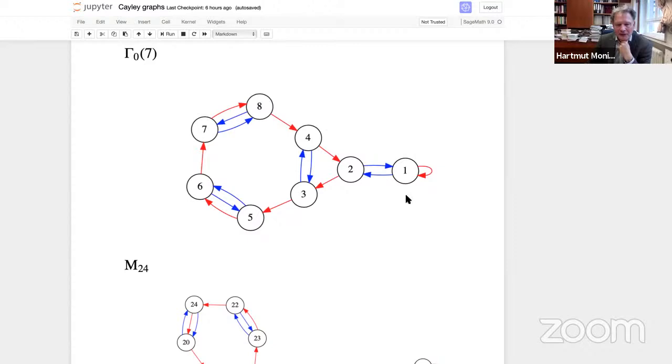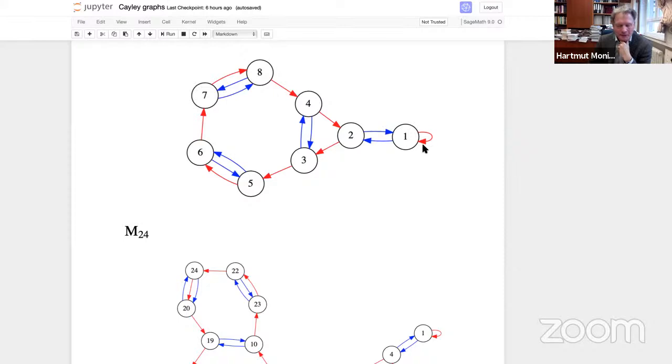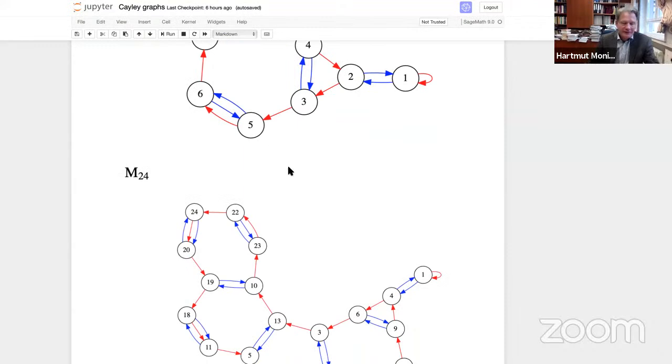Gamma 0(7) has a very nice simple picture. You have just the cycle of order 7. The red arrows are T and the blue arrows are the involution. So here you can see you have one cusp of width 1 and one of width 7. All right. Good.